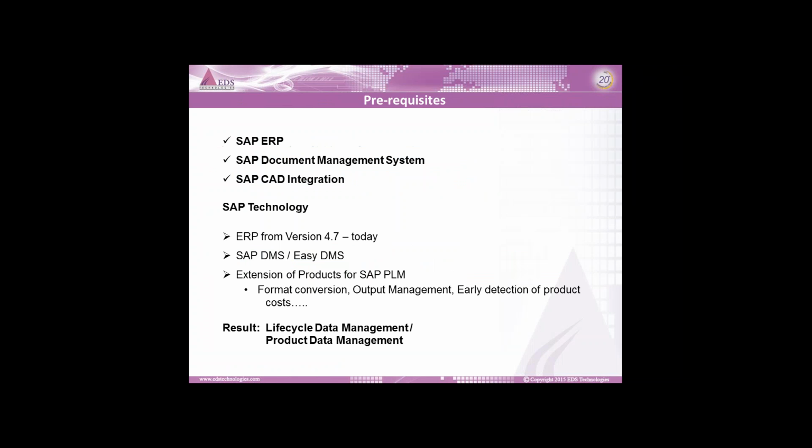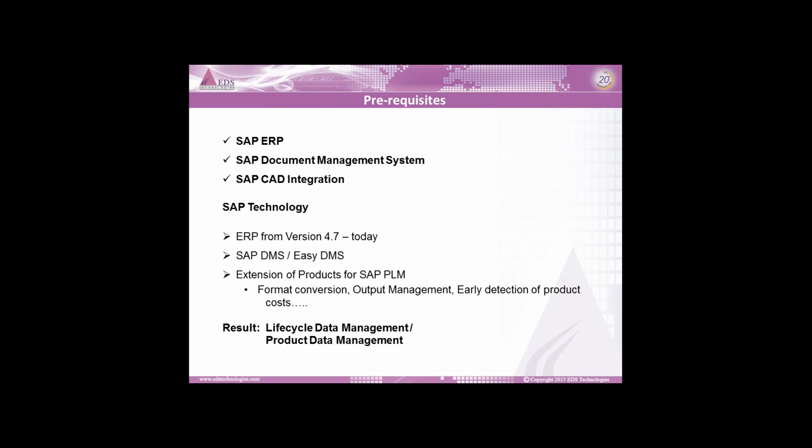The prerequisites required to have the CAD integration platform or solution are, you need to have the SAP ERP and the SAP document management system in place for managing all these CAD design documents and their associated documents, be it the technical specifications, the design specs, or any other associated documents. It can all be managed through your document management system, which is one of the primary prerequisites for CAD integration.